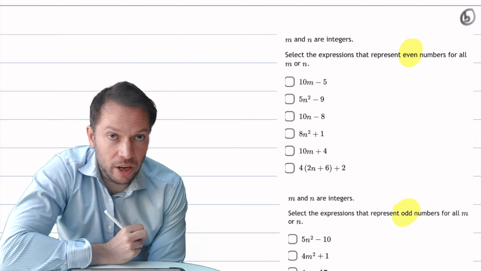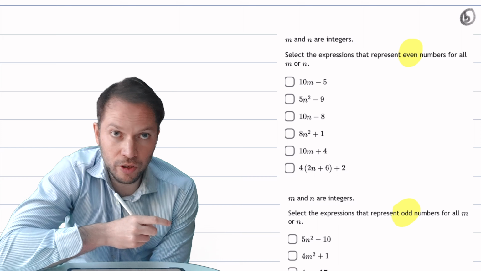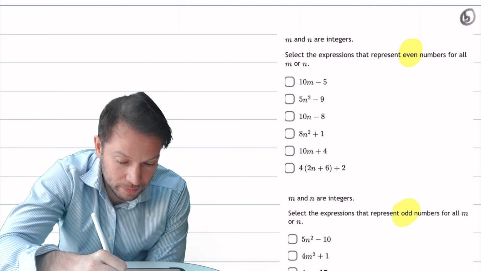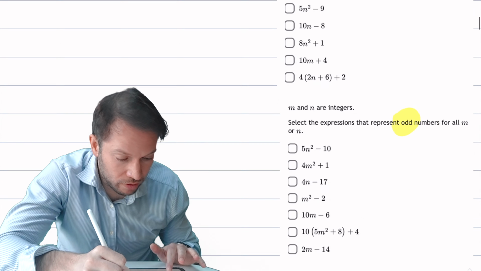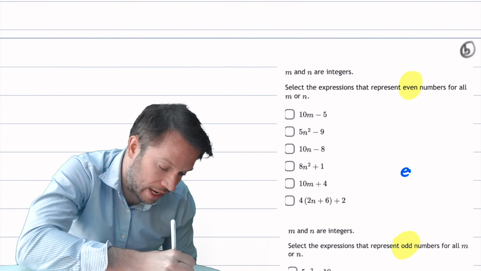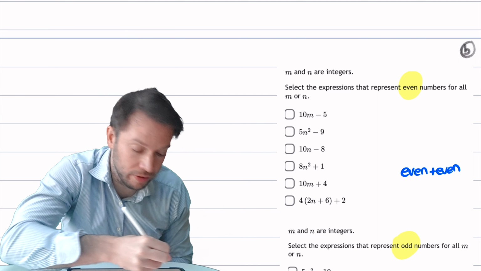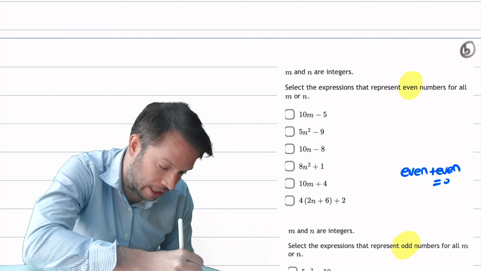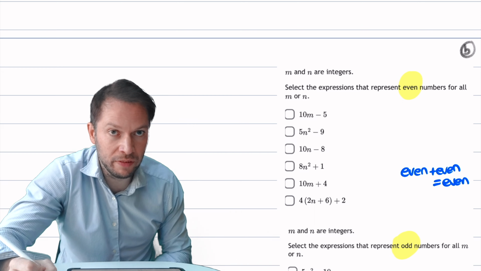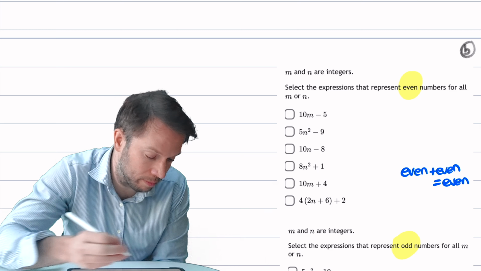Hi, in this video we're going to look at expressions that are guaranteed to represent even or odd numbers. Now, in general, we know that if we were to have an even number and we added an even number, then even plus even is always going to be even. For example, if we had 2, which is an even number, plus 6, which is an even number, 2 plus 6 is 8, which is also an even number.